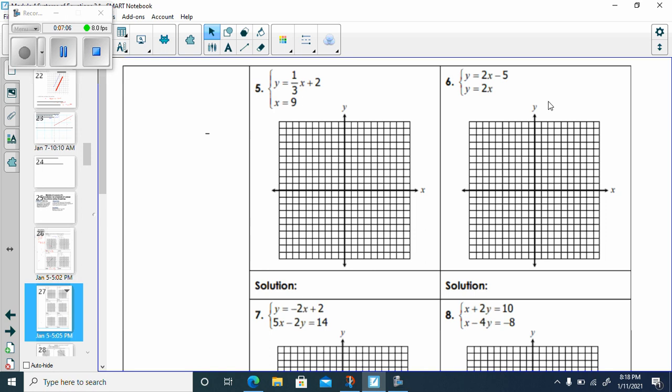If we're plotting these, let's look at number 5. Let's see if we can plot number 5. If we're plotting this one, we would start at 2. And then our slope is 1/3. We go up 1 and over 3. Up 1 and over 3. Okay, and then we can put our line through it.